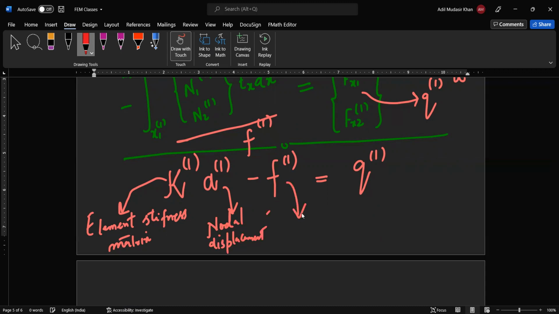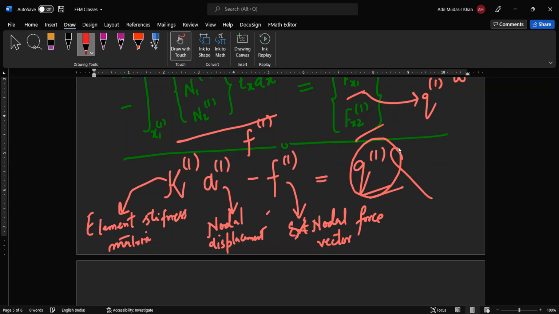And what does this F contain? F contains the external forces. We can call this the external force vector, or the nodal force vector. So this is KA minus F equals Q. As far as this Q is concerned, what does the Q represent? It represents the values of the reaction forces at these nodes, Fx1 and Fx2.